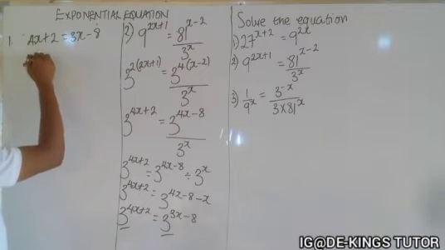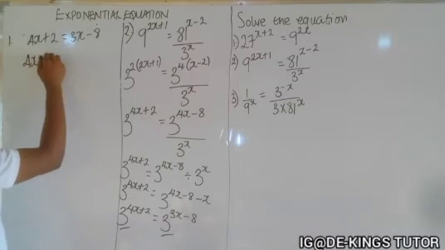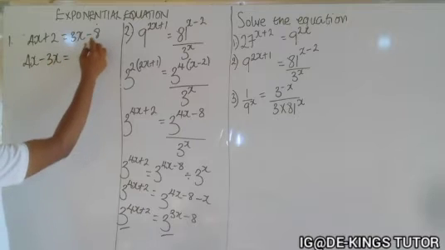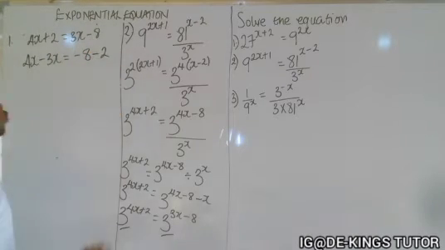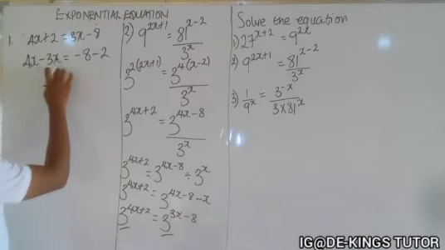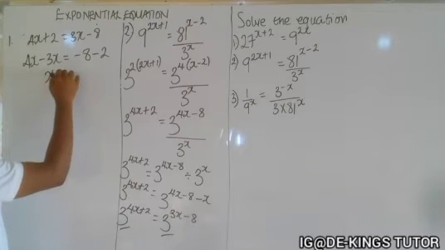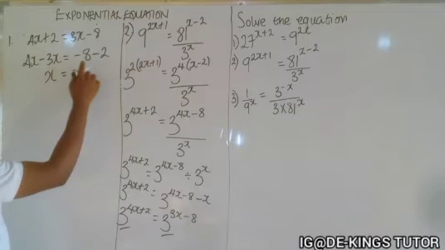So we have 4x, and this crosses over, minus 3x equals minus 8, which also crosses over, minus 2. So 4x minus 3x will give us x, equals minus 8 minus 2, which is minus 10.